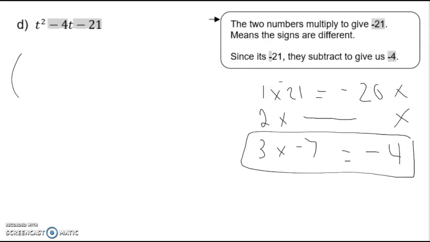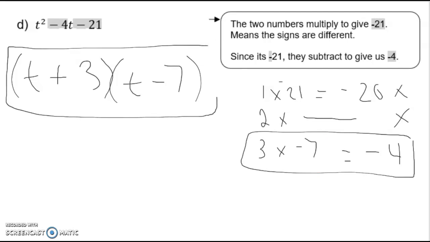So, easy peasy. Open up your two brackets. Our variable in this case is a t, so they both get t's. And one gets a positive 3, one gets a negative 7. And that's your final answer.